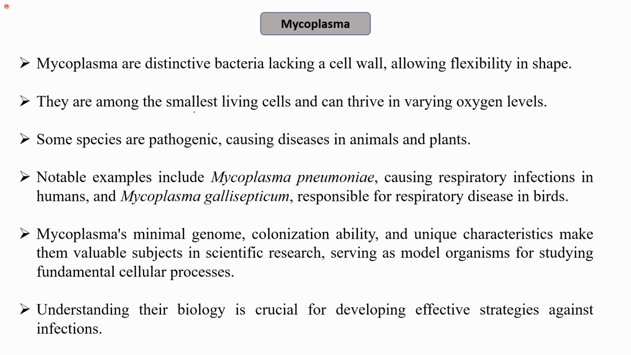After that, we have mycoplasma as well in the monera group. Mycoplasma are bacteria that lack a cell wall, and since they do not have a cell wall, they have flexibility in shape. Also, they are among the smallest living cells. Some of them are pathogenic and cause diseases in plants and animals. Example, Mycoplasma pneumoniae that causes respiratory infection in humans, and Mycoplasma gallisepticum that causes respiratory diseases in birds.